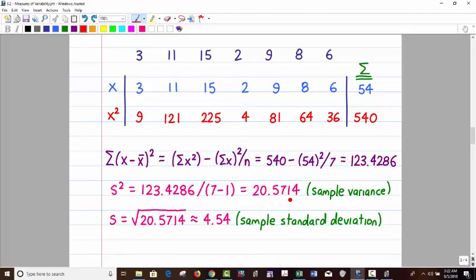You get 20.5714 is the sample variance, and therefore the sample standard deviation would be the square root of that number. It makes it 4.54 roughly.